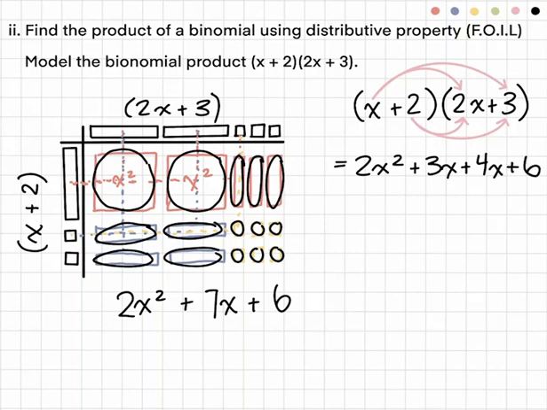And now we can collect like terms and simplify. So that equals 2x squared plus, here are my like terms that I'm going to collect. So 3x plus 4x is going to give us 7x plus 6. Voila! We got the same product using 2 different approaches. I know some people that really like using Algebra Tiles. It helps them to visualize what's going on, so that's something that you can do, or you can stick with the distributive property method. You got to use what works for you.